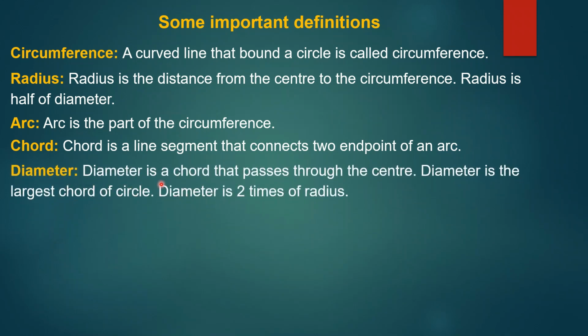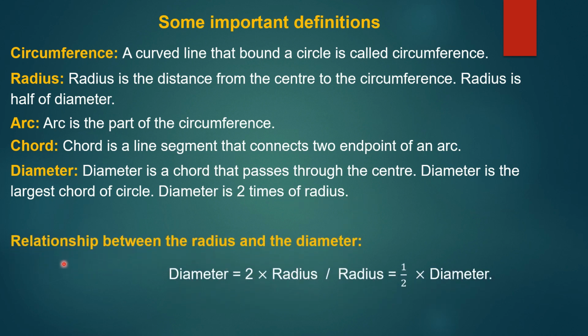Diameter. Diameter is a chord that passes through the center. Diameter is the largest chord of a circle. And diameter is 2 times of radius. Now, relationship between the radius and the diameter. Here we have two relationships. Diameter is equal to 2 times of radius and radius is equal to half of diameter.